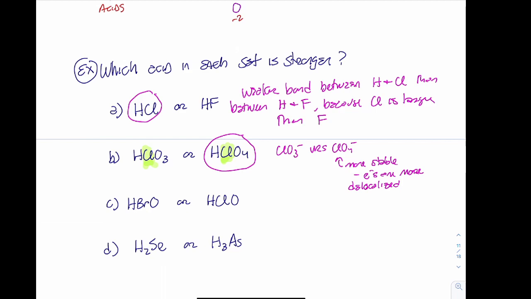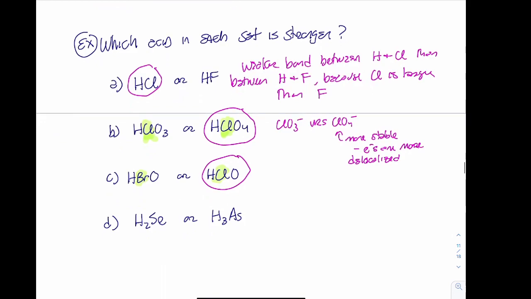This next one is also an oxo acid. This time I have the same number of oxygens, but a different central atom Y. And when that's the case, we said the more electronegative atom Y is going to be our more acidic one. And then this last one, selenium and arsenic are in the same period of the periodic table. When that's the case, we went with the more electronegative atom. So the bond between selenium and hydrogen is more polarized. It's going to be easier to break it than the bond between arsenic and hydrogen.